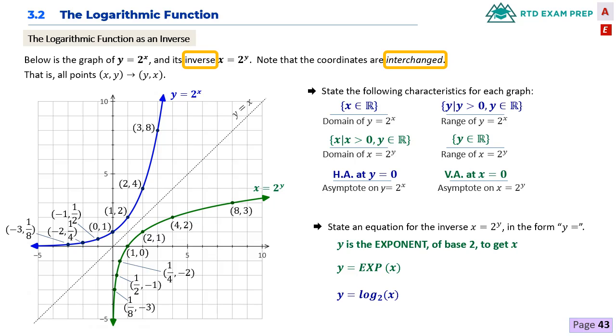And so we need some way of representing is the exponent of base 2 to get. And we use the word log. And so when we see y equals log, and then as a subscript that 2, and then in the brackets x, we read it as log base 2 of x. And it means y is the exponent on 2 that generates the given value of x, which we call the argument of the logarithm.